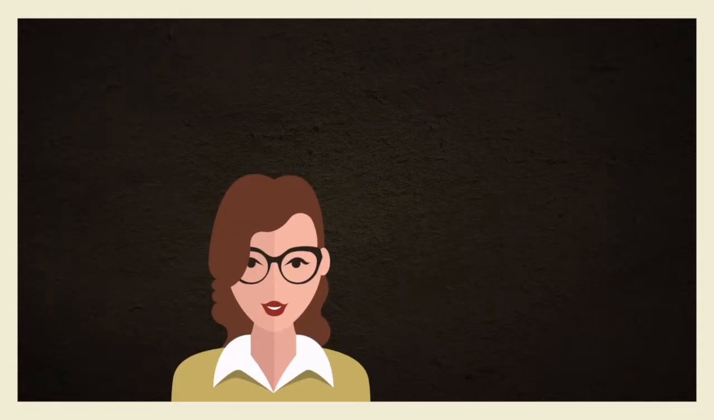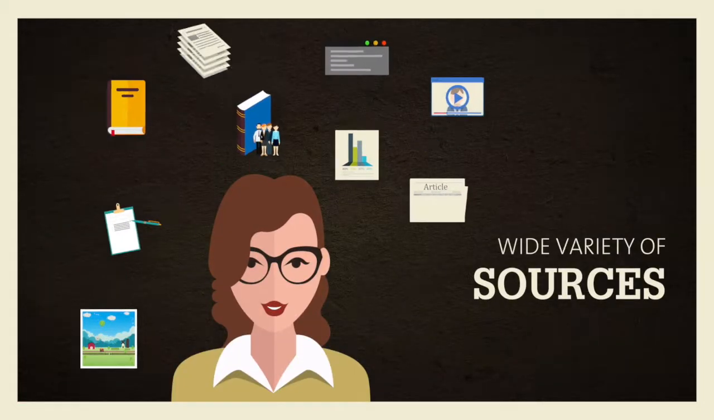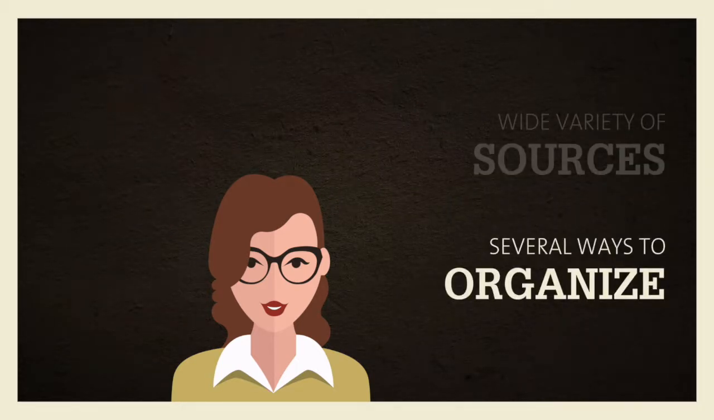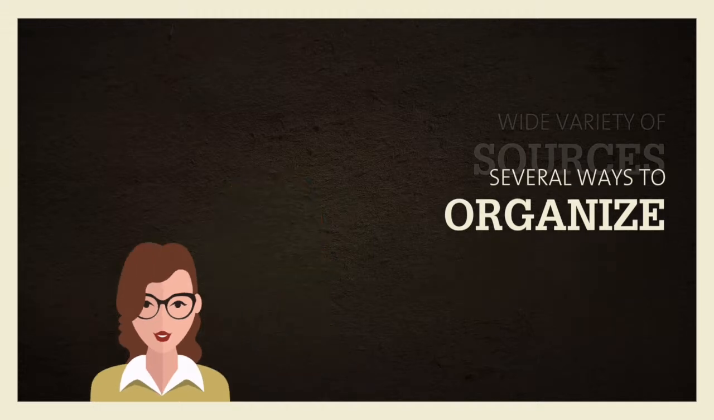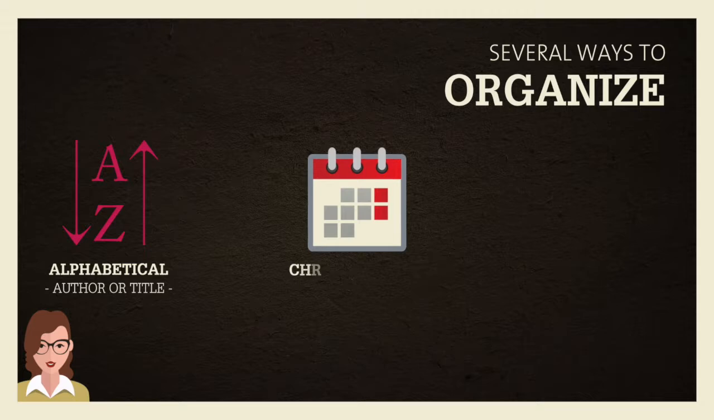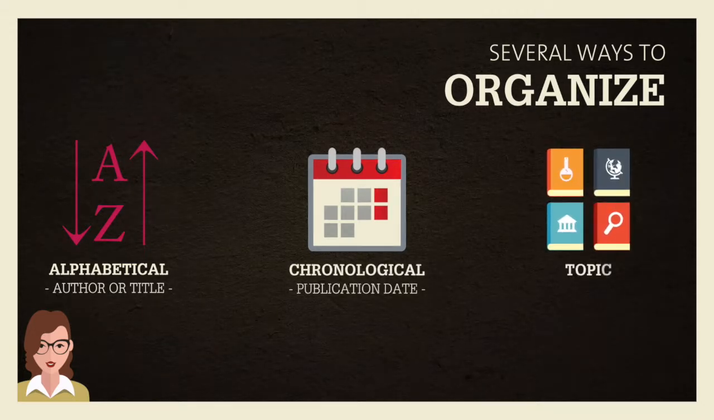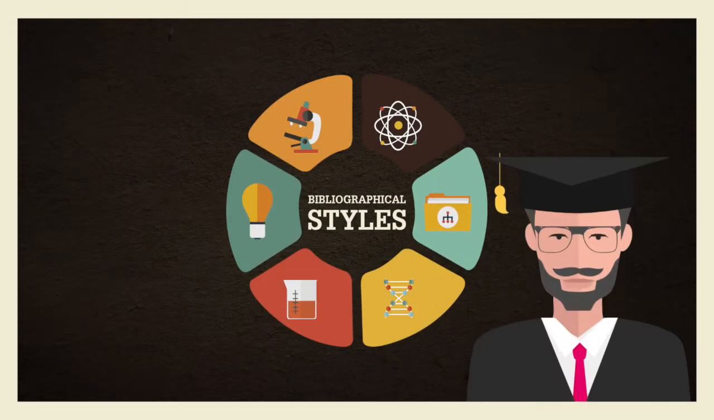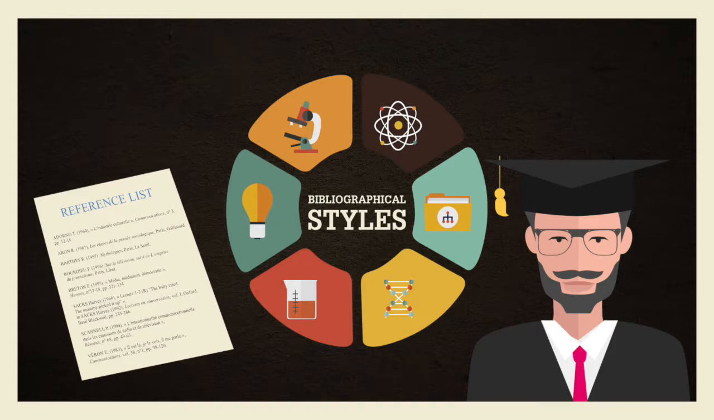First, as Anna explained, a reference list gathers a wide variety of types of sources. It's possible to organize a reference list in several different ways. By alphabetical order, by author or title, by publication date, chronological or reverse, by subject, to organize and subdivide a reference list with a large number of sources. In fact, each discipline and each professor chooses the system best adapted to the subject. There are also different models of bibliographies, each with their own style.